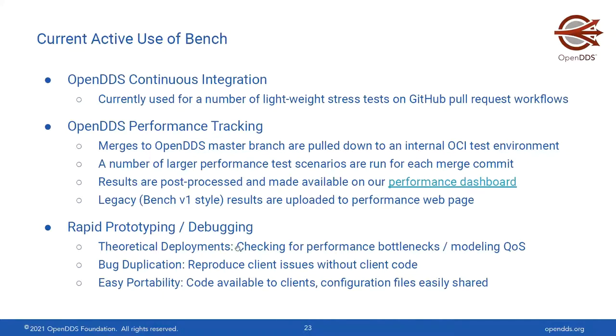And so you could, using the JSON config files, map out what you thought your deployment was going to look like and implement the payloads and frequencies that you thought you were going to be writing. You could run that in your own test environment without ever having to write a line of OpenDDS application code. Then you could check the statistics and see whether or not it looked like it was going to be able to keep up.